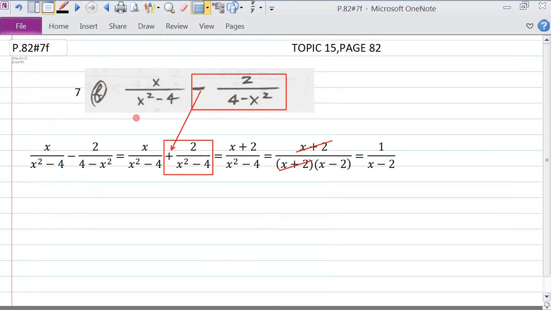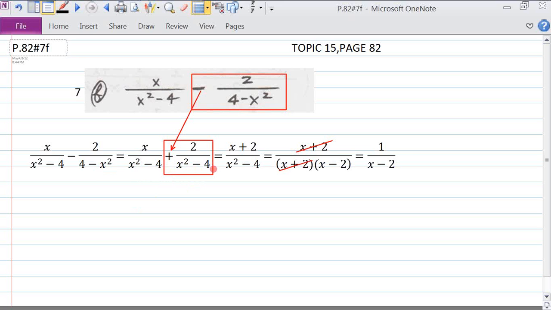Now 7F. Here's the problem, and the only thing we're going to do here is, because we want the denominators to be the same, and we can do that if we put the x squared where the 4 is and the 4 where the x squared is. In other words, we interchange these two terms, keep the minus, then we just change this sign and it becomes plus. And when you do that, you can see that 4 minus x squared becomes x squared minus 4.